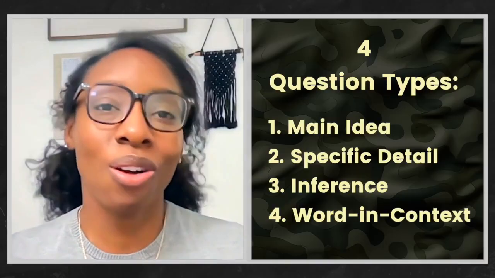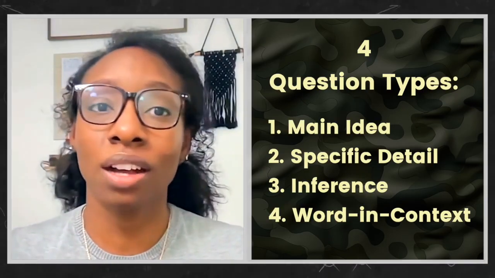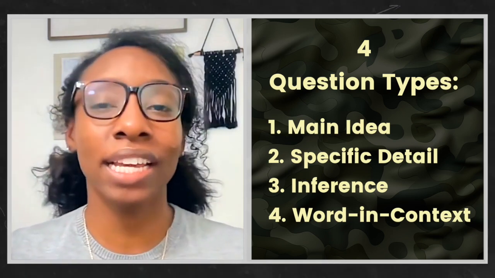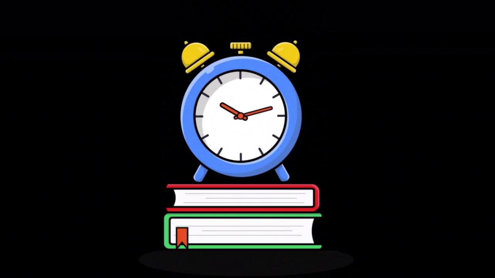You just worked through all 4 question types: main idea, specific detail, inference, and word in context. You also saw how to handle negative questions, which often trip up test takers. Here's your study game plan. Every day, read 2 or 3 short passages and practice identifying the question type before you try to answer. Once you can name the type instantly, the strategy follows automatically.